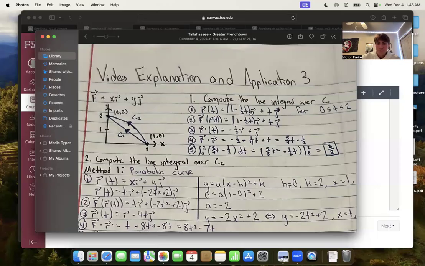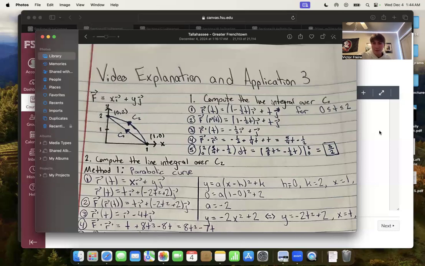So 1 minus 1, it's going to be 0 for the x. And then we'll get 2j, so that's going to be 2 for the y. So we'll get this point right here, right? So that's why I use t between 0 and 2.